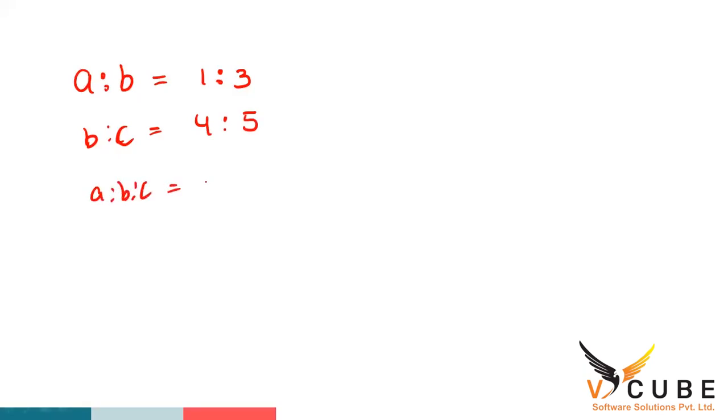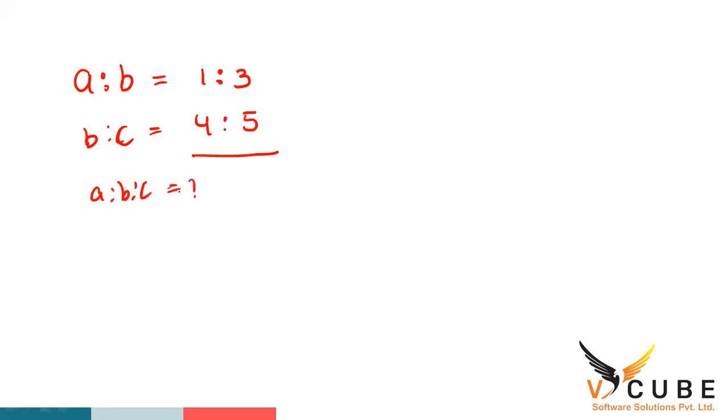Now how to find out the ratios, guys, all of you mute yourself. For example, the question like this, guys: find out the ratios. A is to B is equal to 1 is to 3 and B is to C is equal to 4 is to 5. Find out the A is to B is to C.